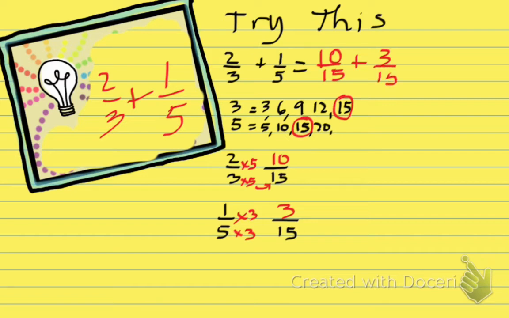All right. So we have our fractions 10 over 15 plus 3 over 15. So it's easy now to get the sum because we have the same denominator. So 10 plus 3 equals 13, and just simply copy over 15. So our denominator is 15. And this is our final answer. 13 over 15 cannot be simplified. There you go.